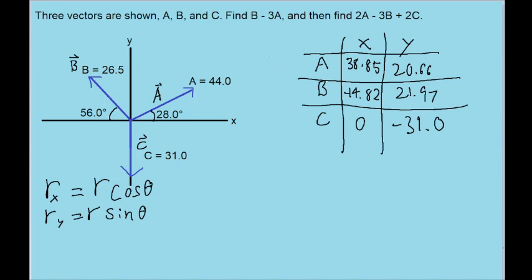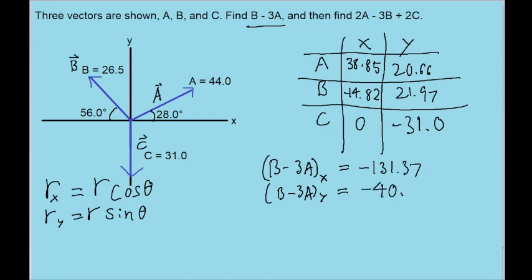Now that we have the components, we can find the vector sums. Let's start with b minus 3a. So we take this expression with both the x components and the y components separately. For b minus 3a in the x direction, this is negative 131.37. For b minus 3a in the y direction, this is negative 40.01.